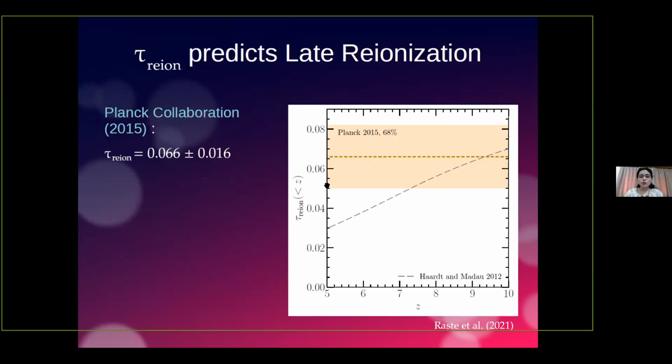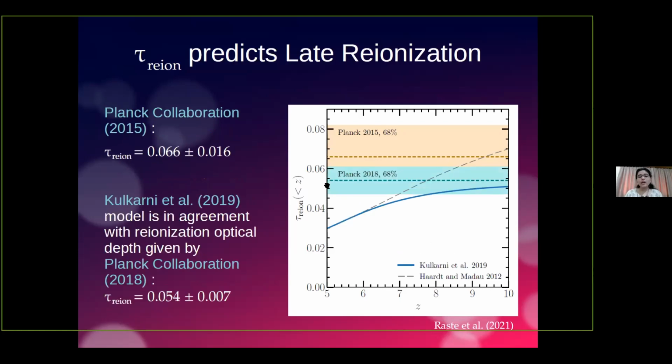Now, because of the change in the CMB reionization optical depth given by Planck, we can see that the late reionization model also seems to fit the latest Planck data, whereas the earlier reionization model was favored before because of the earlier Planck reionization optical depth.